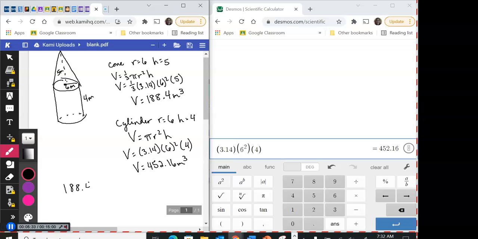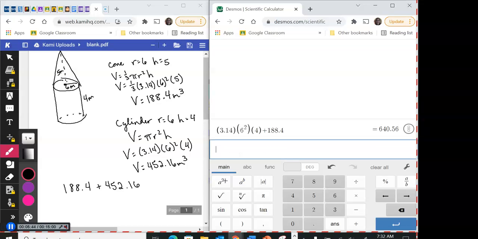Now if I wanted to know the whole thing together, I'm just going to add those values together. 188.4 plus 452.16. So if I add that 188.4 to that, I should get my final answer, which is 640.56 meters cubed. So just make sure when you're looking at composite figures, you're just doing each individual piece and just adding them together. That's all you're doing. Be careful if you see anything that looks spherical. It's almost always a hemisphere. So remember, treat it like it's a full sphere and then just divide that number by 2.